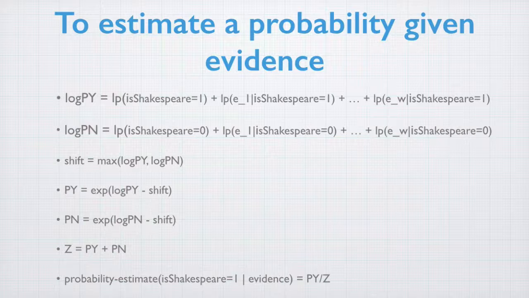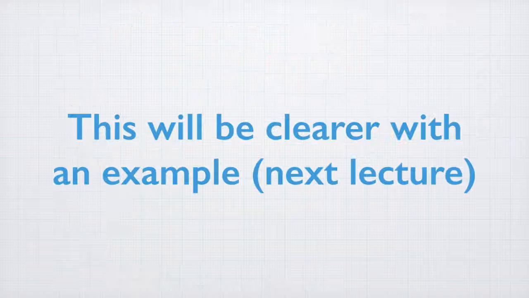However, due to the use of the normalization constant z, these are both shift invariant in log space and ratio invariant in normal space. So we pick the largest of them as our shift, and subtract it off both. This brings one of them all the way up to 0, and exponential of 0 is 1, so that's not going to be a numeric underflow, and this lets us get a good estimate of the probability. All of this may seem complicated, but this will be clear with an example, and that will be the topic of the next lecture.